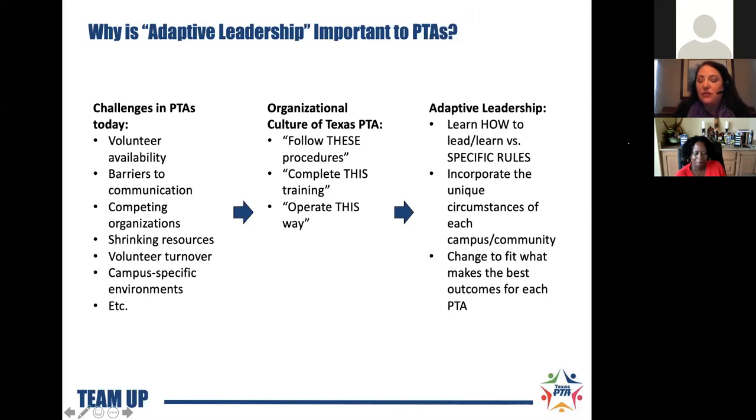So another question for you all to consider is, what are some examples of rules or policies that you feel sometimes tie your hands as a local PTA leader?